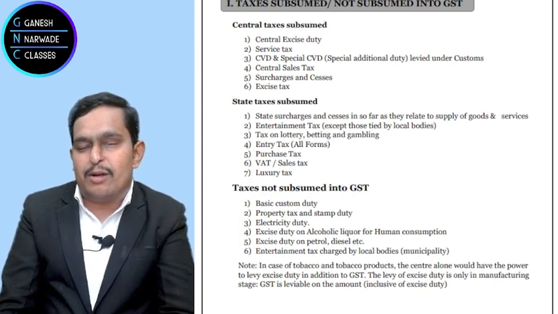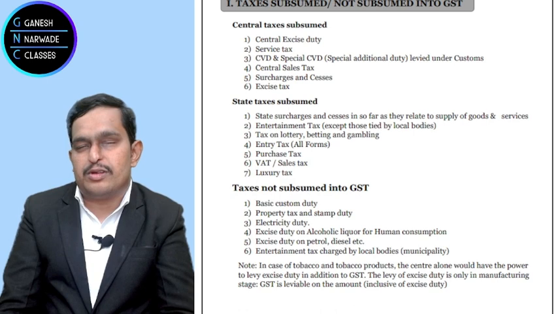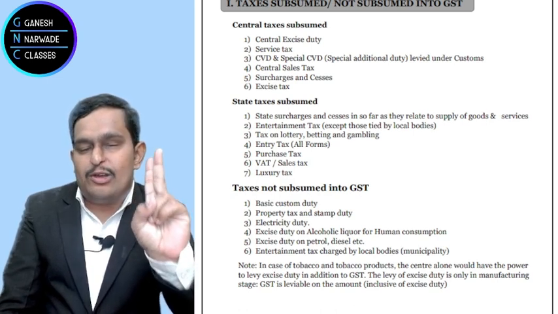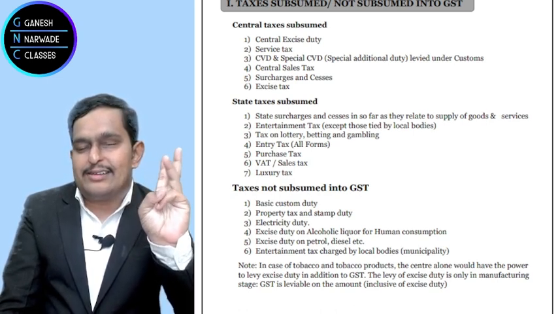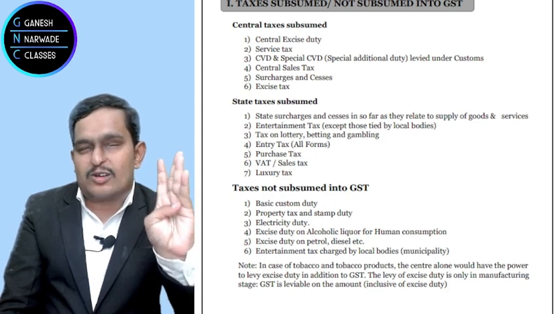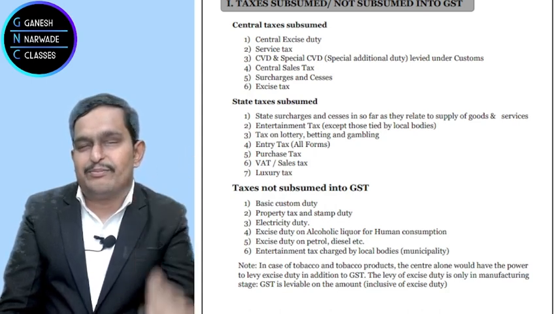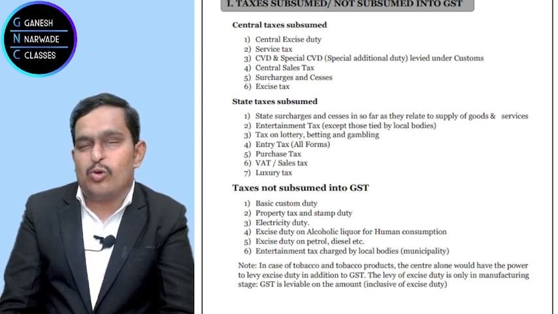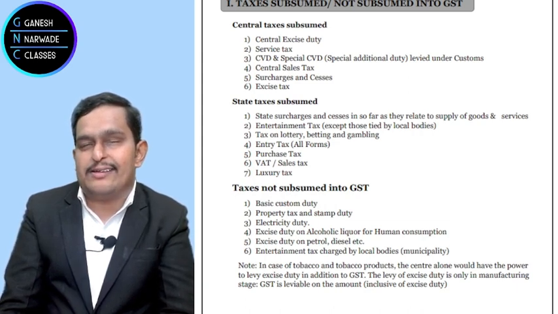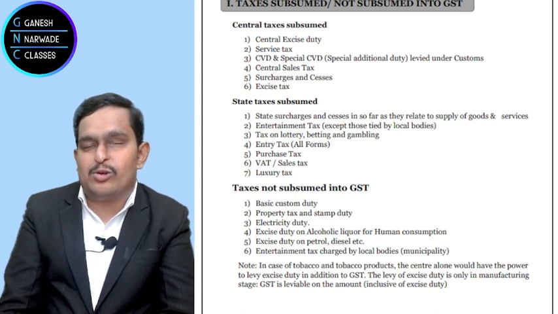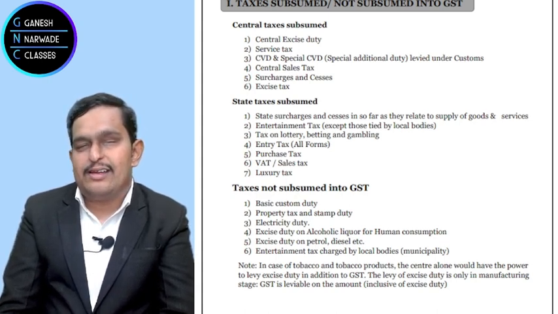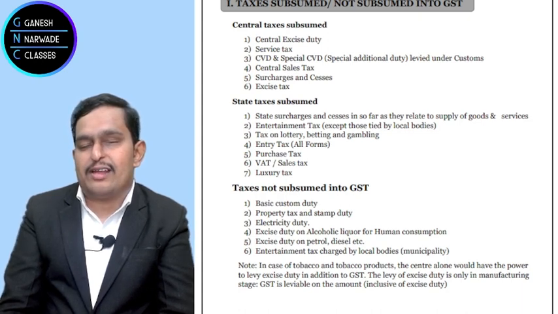Now come to the state government taxes subsumed. Entertainment tax is there, value added tax is there, right? The third one, entry tax, octroi tax, purchase tax, luxury tax. So many taxes are there. Tax on lottery betting is there. These are all the taxes which are removed, deleted, and we can say merged into GST. Now, some taxes of the central government and some of the state were removed and subsumed into GST.